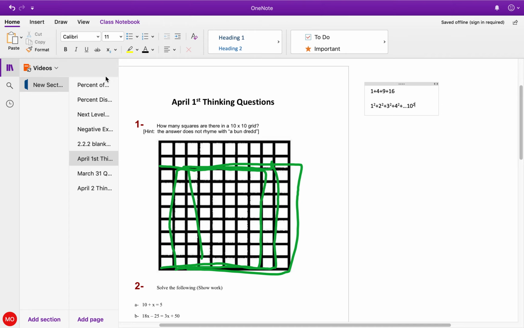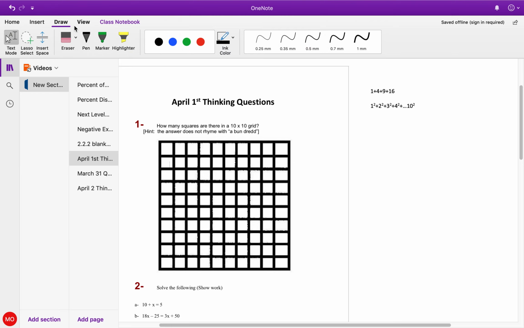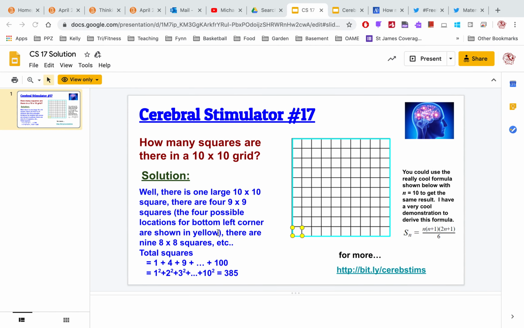Because when we get to 10 squared, we have all the littlest squares, which is the 100 everyone would think about. That would be 10 squared. All these squares would add up to this number here. So the question is, what would that all equal? Well, if you went through the math, it would equal 385 total.